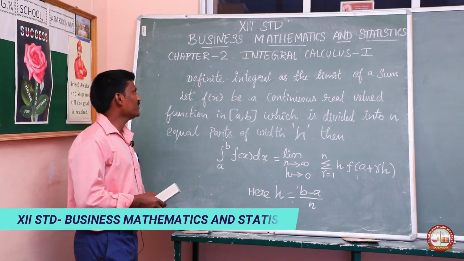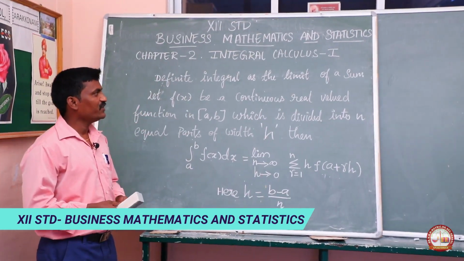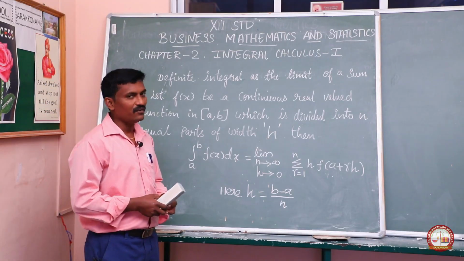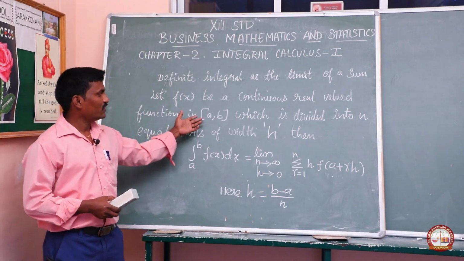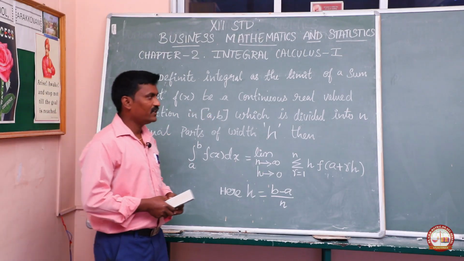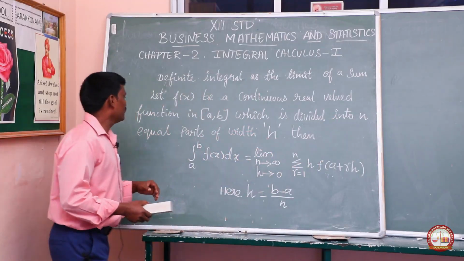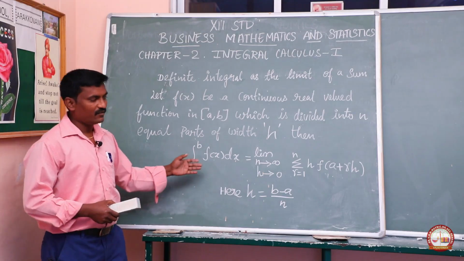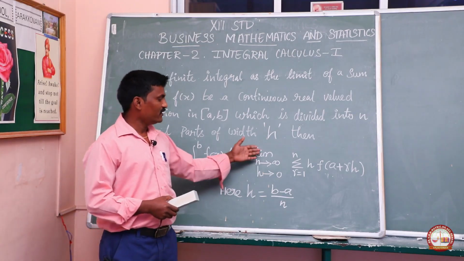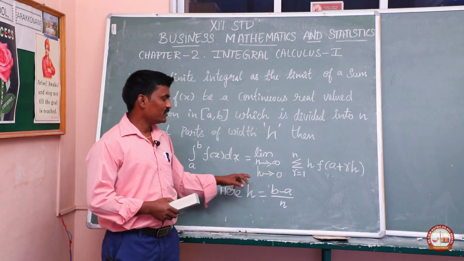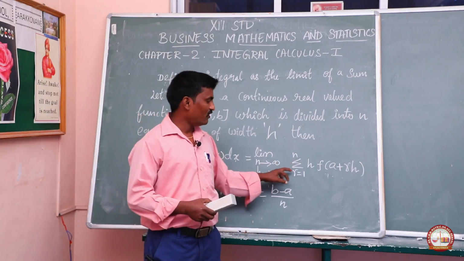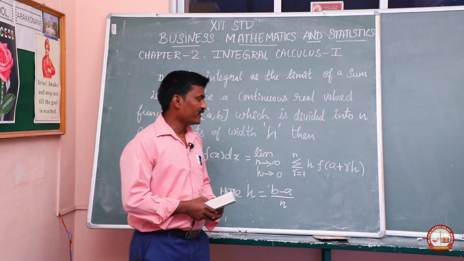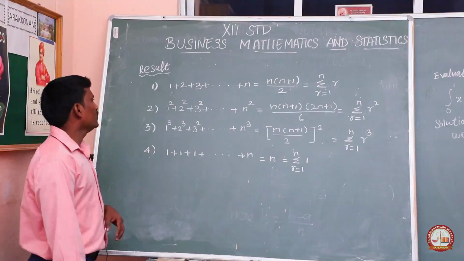Now we are going to see definite integral as the limit of a sum. Definition: let f of x be a continuous real valued function in closed interval [a, b], which is divided into n equal parts of width h, then integral of a to b f of x dx equals limit n tends to infinity, h tends to 0, summation of r equal to 1 to n h f of a plus r h.